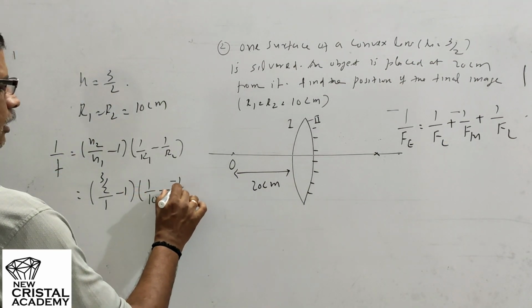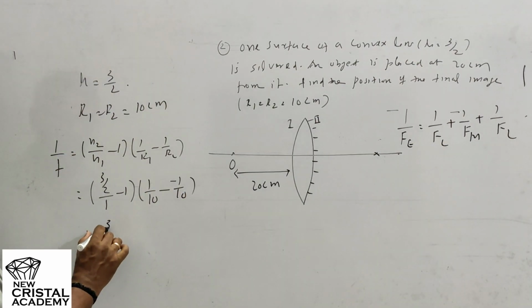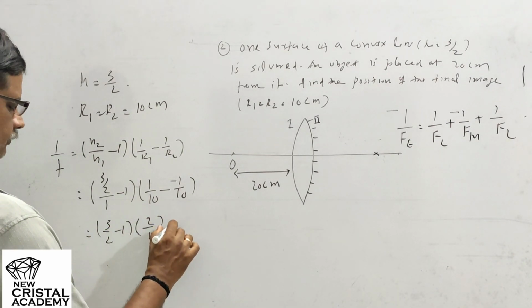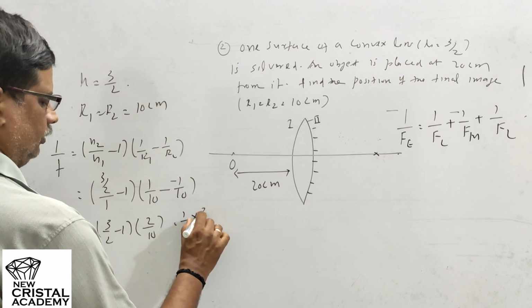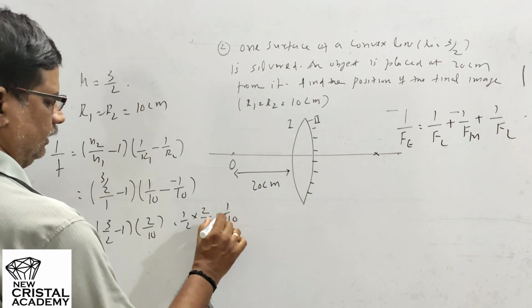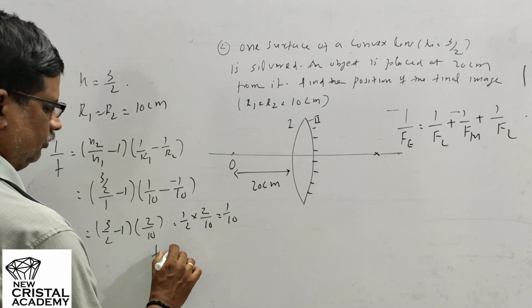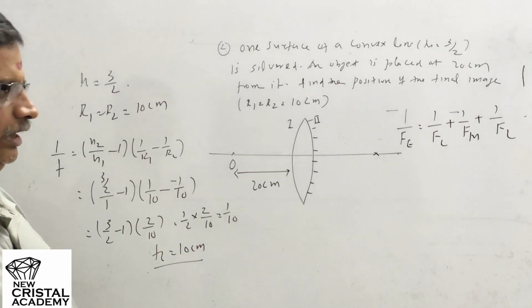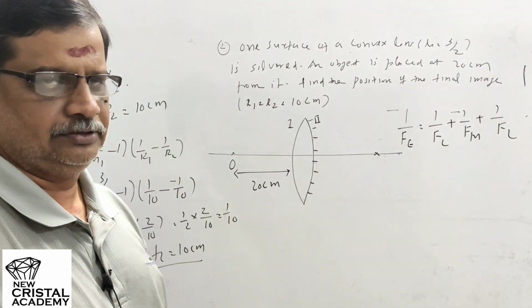So this will be minus 1 by 10. So (3 by 2 minus 1) into 2 by 10. So this will be 1 by 2 into 2 by 10, so 1 by 10. Therefore the focal length of the lens will be 10 centimeter. So we have obtained the focal length of the lens as 10 centimeter.